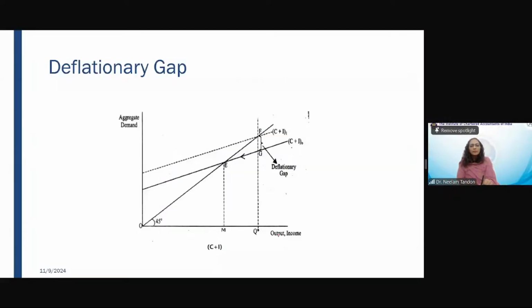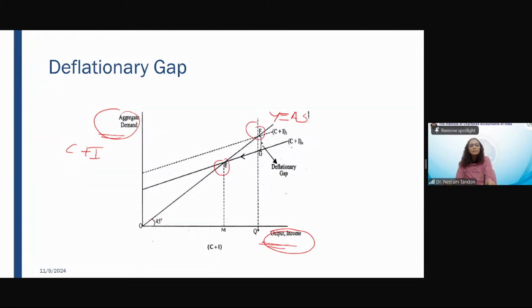So in this graph you can see the x axis is depicting output and income, and the y axis is depicting aggregate demand. Aggregate demand in a two sector model is C plus I. Now in this case, this 45 degree line is Y, this is aggregate supply, and this aggregate supply is equal to aggregate demand. Now you see there are two equilibrium points, one at point E, the other at point F.